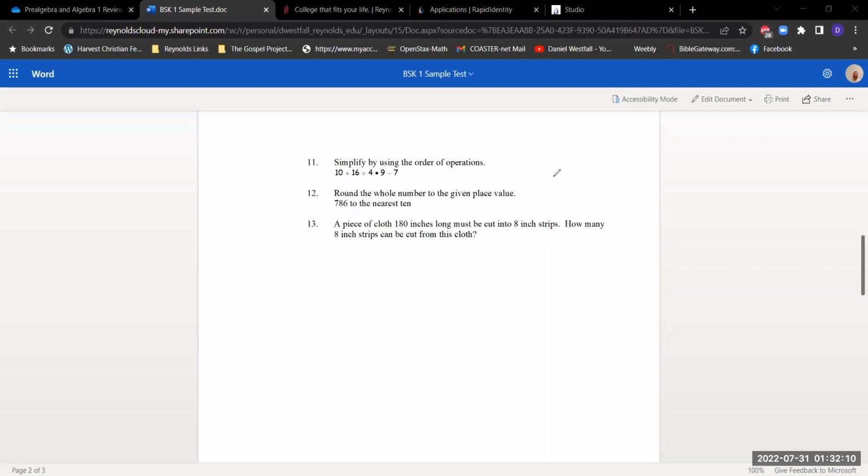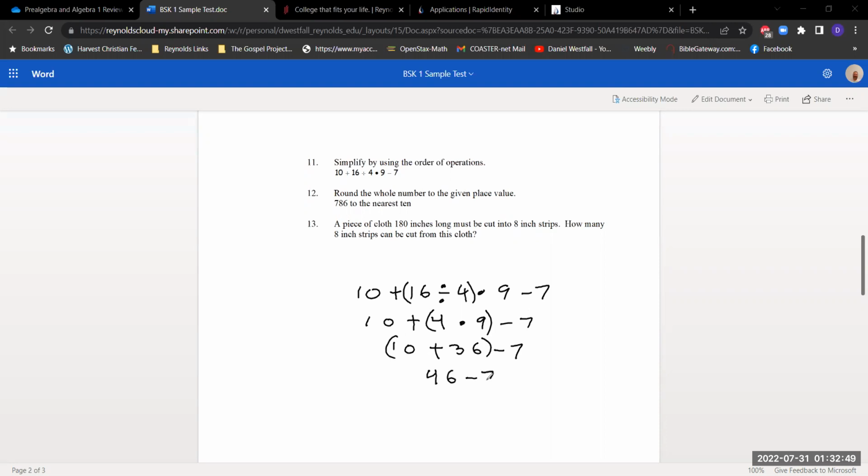I want you to show those in steps though for your teacher. Don't cross things out like I just did. 10 plus 16 divided by 4 times 9 minus 7. Change only one thing at a time. So we're going to do these two first, and we're going to do these two, then we're going to do these two, and we're going to end up with the final answer of 39. Okay.